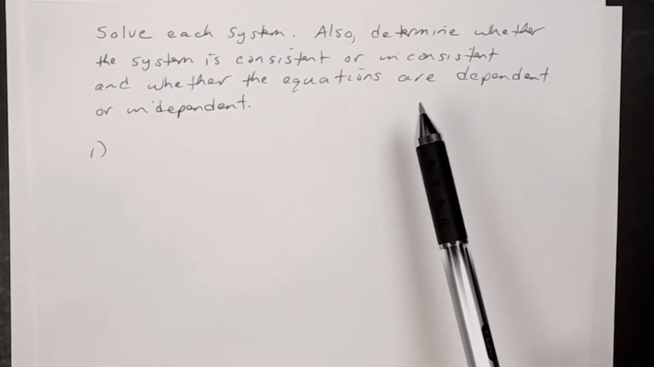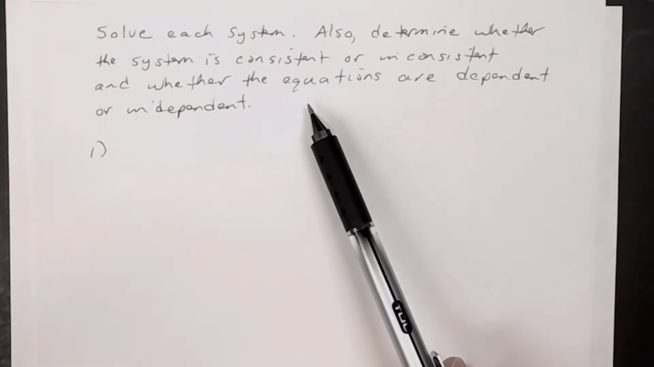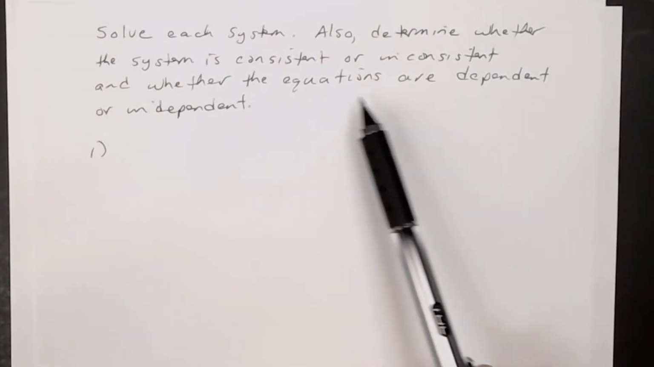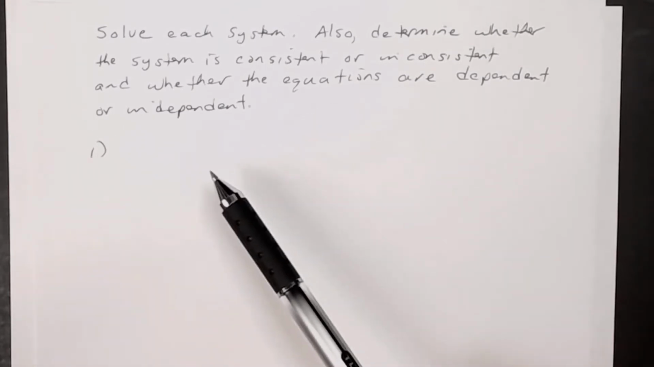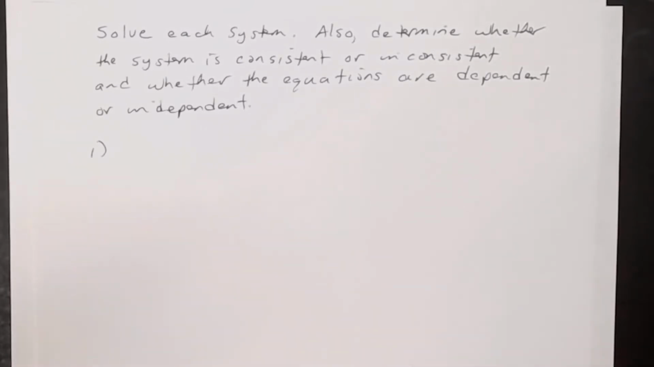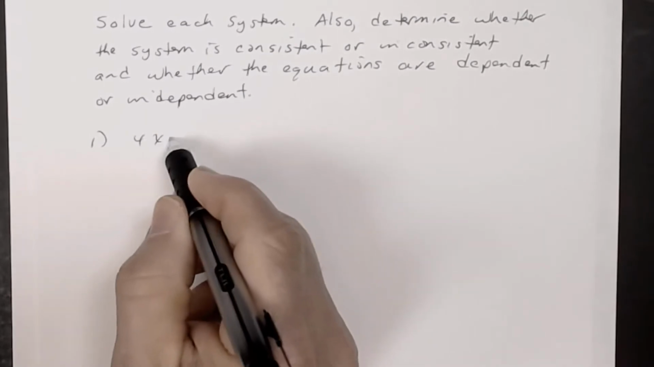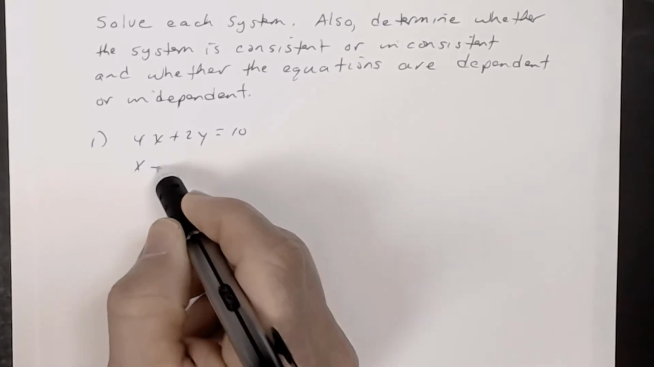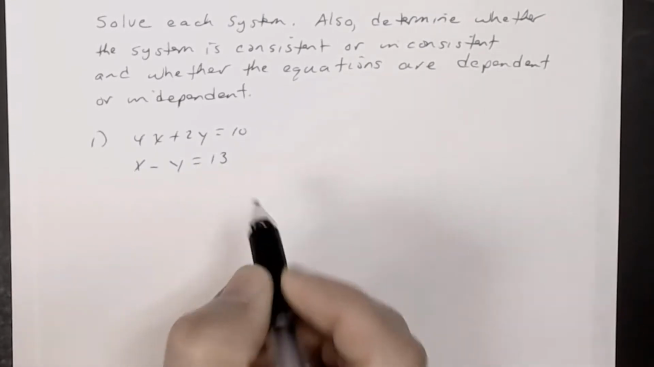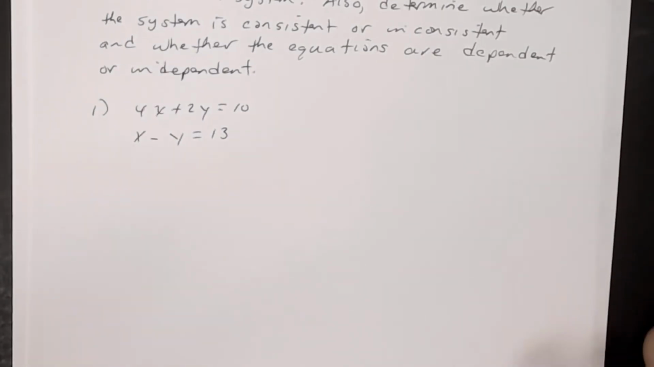So if you need to go back and review what makes a system consistent or inconsistent, or what makes an equation dependent or independent of the other equations in the system, then go back to the lesson dealing with this. All right, now number one, let's suppose that we had this system of equations. We have 4x plus 2y is equal to 10, and then x minus y is equal to 13. In this case, let's go ahead and solve this system by substitution.